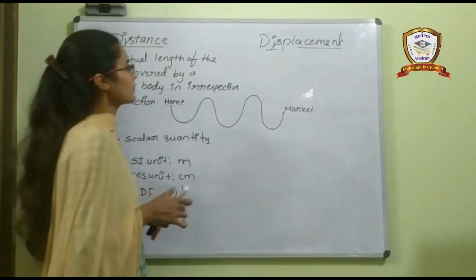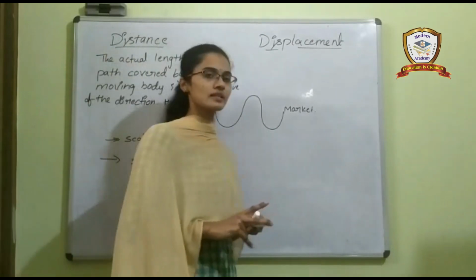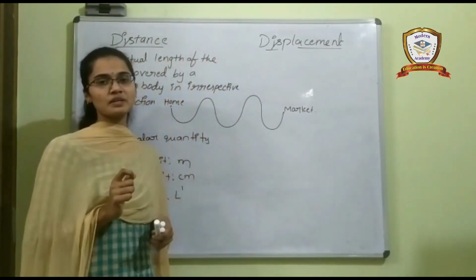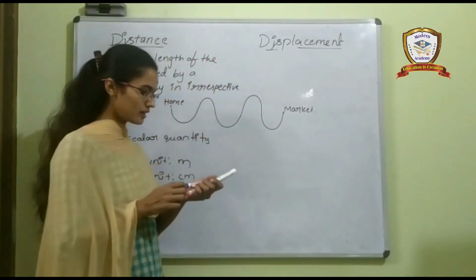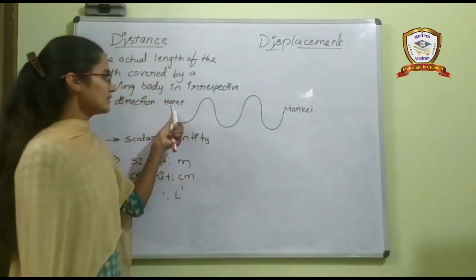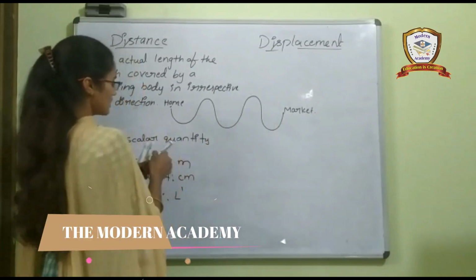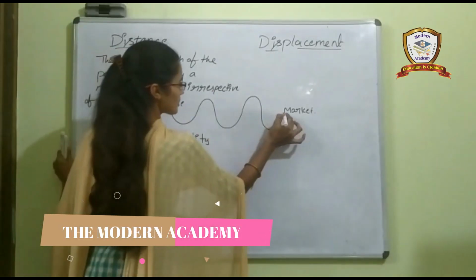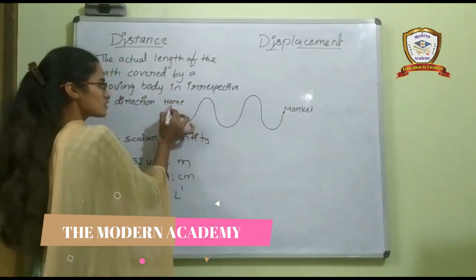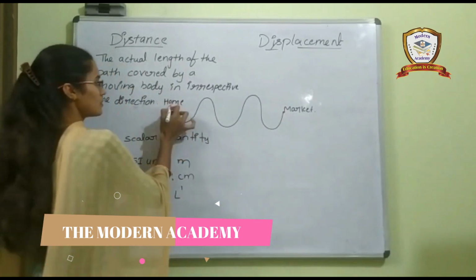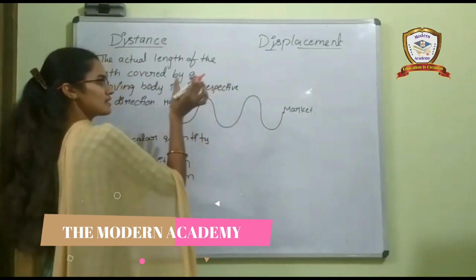Now come to the topic displacement. Displacement is nothing but the shortest distance between initial and final point. So which one is the initial point here? This one. So which one is the final point? This one. This is the initial point, this is the final point. So just draw one line from home to market. That means that is the shortest distance.